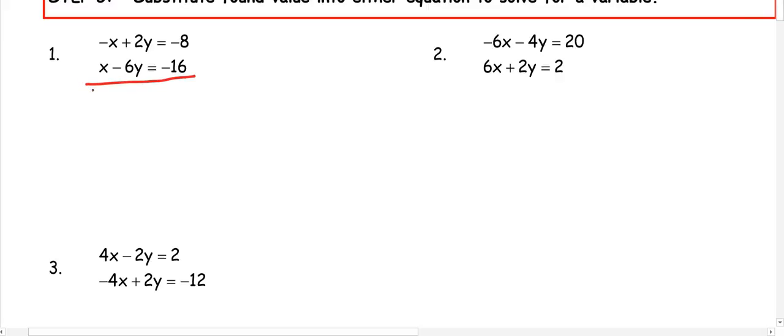So we need to look and see, do we have a variable that has opposite coefficients? In this case, this is an x with a negative 1 and an x with a positive 1. Those are opposites, and we know they're opposite because if we add them together, that gets us 0. So we can start using elimination by adding straight down. The x's cancel out, and we're left with negative 4y equals negative 24. I just added straight down in each column. Now I have just y, so I can divide by negative 4 on both sides. I get y is 6.